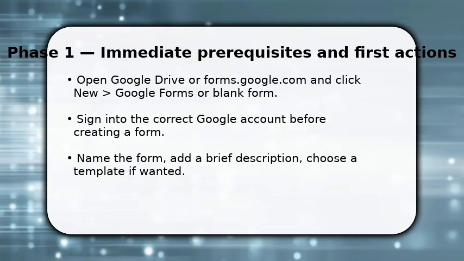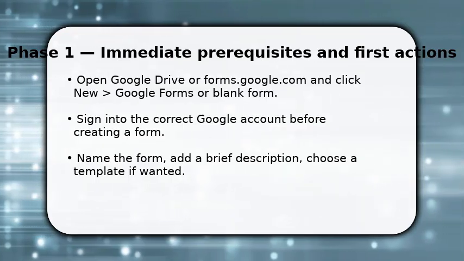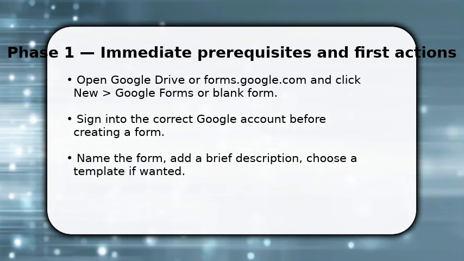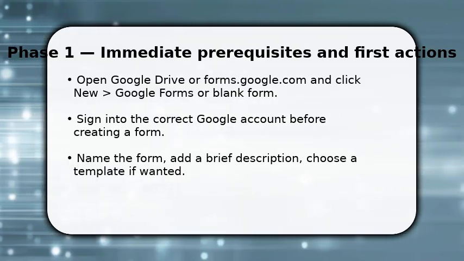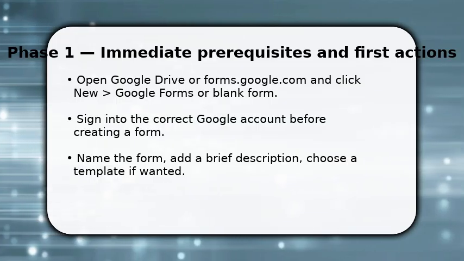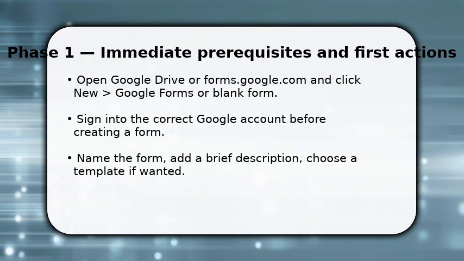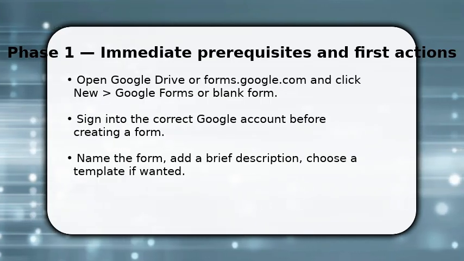You start by opening Google Forms or Google Drive and creating a blank form. Sign into the Google account you intend to use. Name the form and add a concise description so respondents know the purpose. Once done, pick a template only if it fits, otherwise begin with a blank canvas.